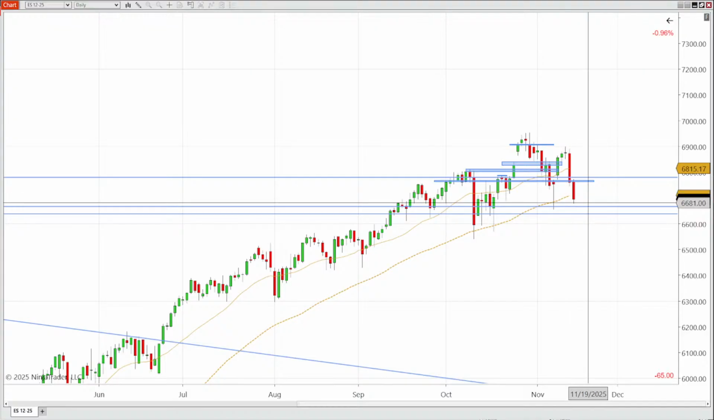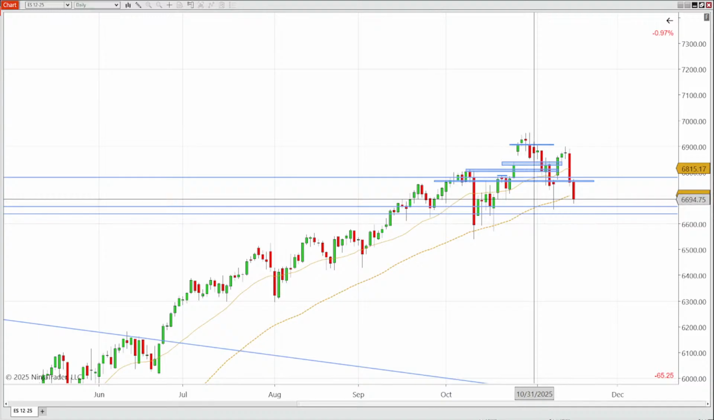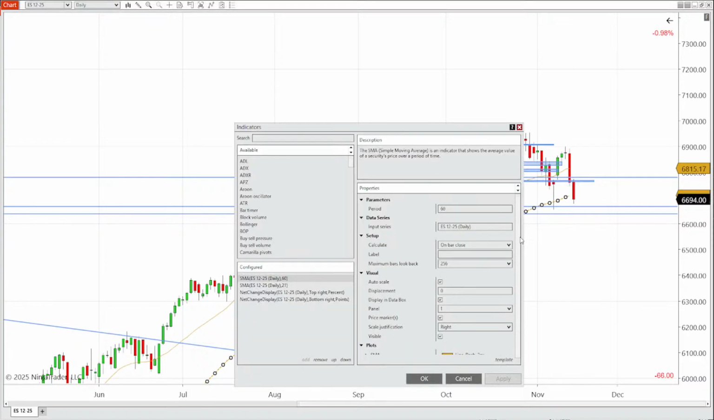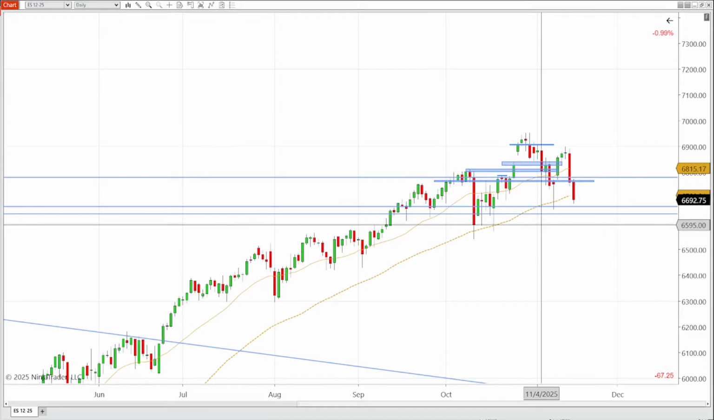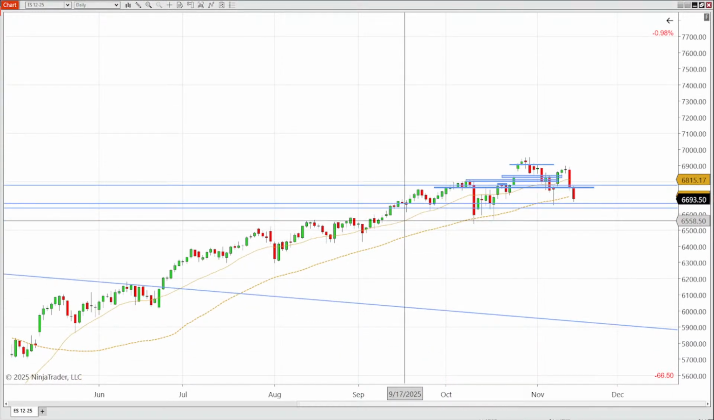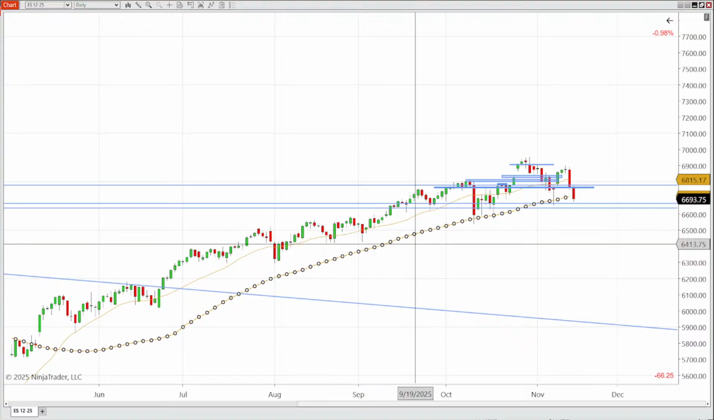Yeah, we're hovering right here. Broke down below this 50 moving average right here. Let's see where the 200 moving average is. So this is the 50 moving average.